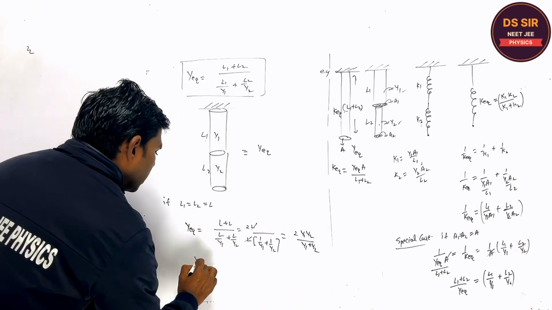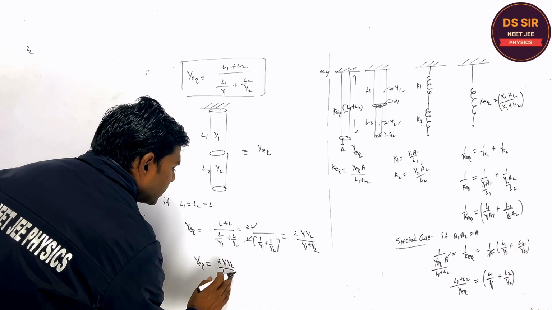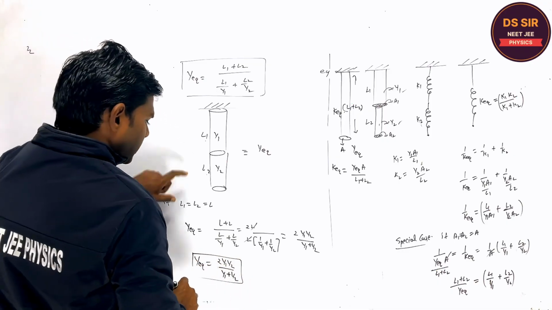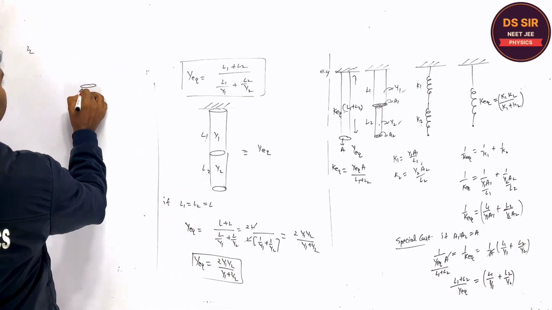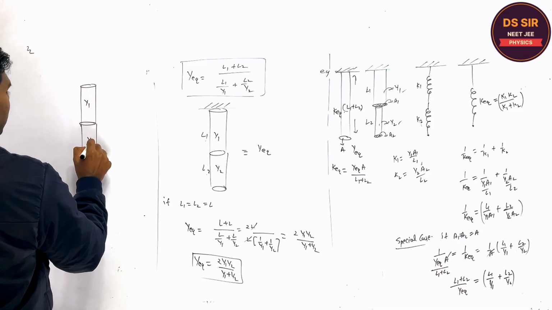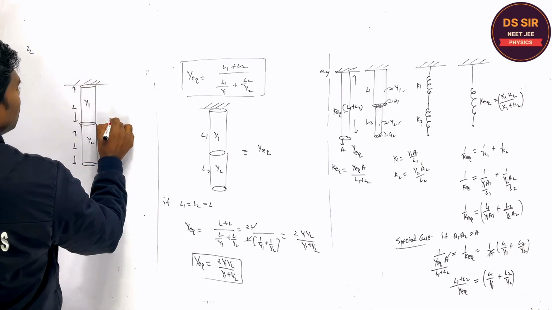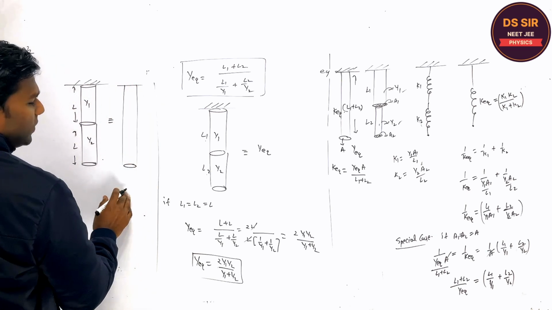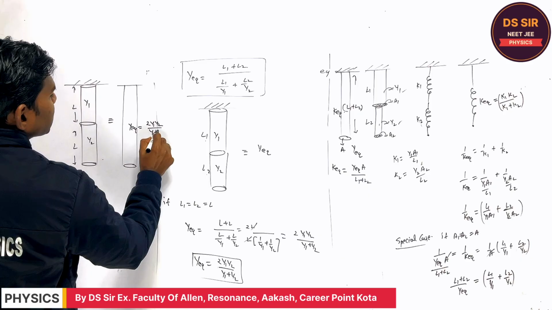This is the equivalent Young's modulus of the two rods when the two rods have the same length and the same cross section. With Young's moduli Y1 and Y2 and length L, if they are connected in series, their equivalent Young's modulus will be equal to what? 2Y1Y2 upon Y1 plus Y2.